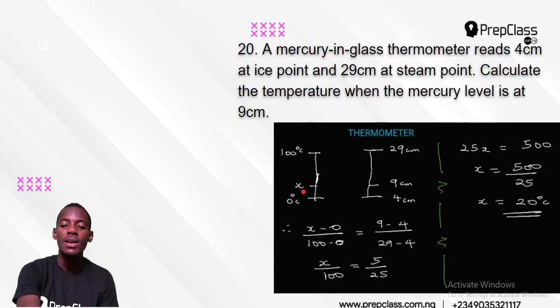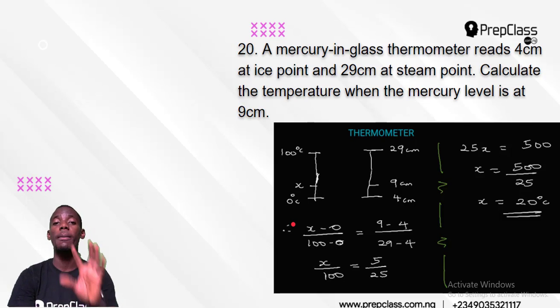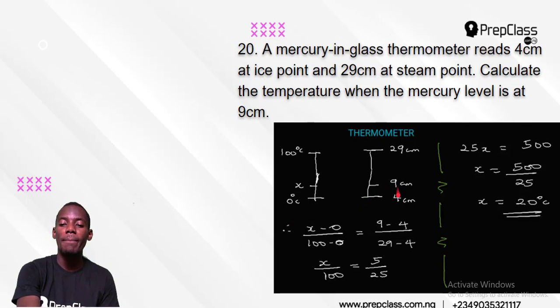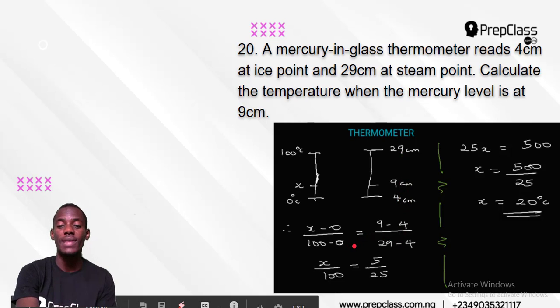The first step is to say x minus 0 over 100 minus 0. That is the method to solve any question on thermometer. Then 9 minus 4 over 29 minus 4. That is the first step. Now 9 minus 4 is 5, and 29 minus 4 is 25.